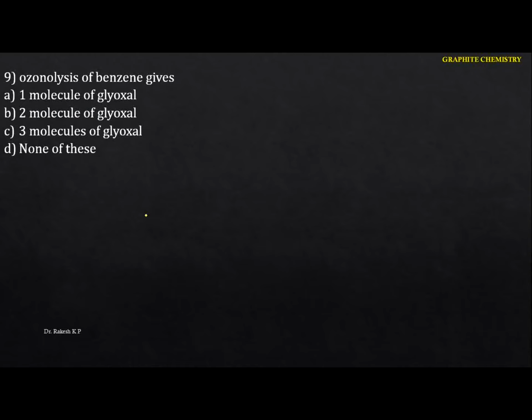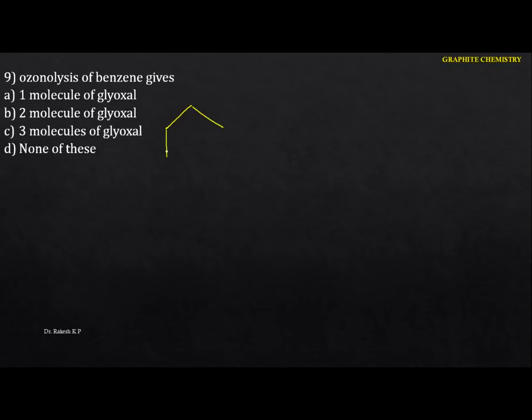The ozonolysis of benzene gives. Just go to this one here. You have to identify what product you can get, whether we are going to get one molecule of glyoxal, two molecules of glyoxal, or three molecules of glyoxal. Okay, see this one here.